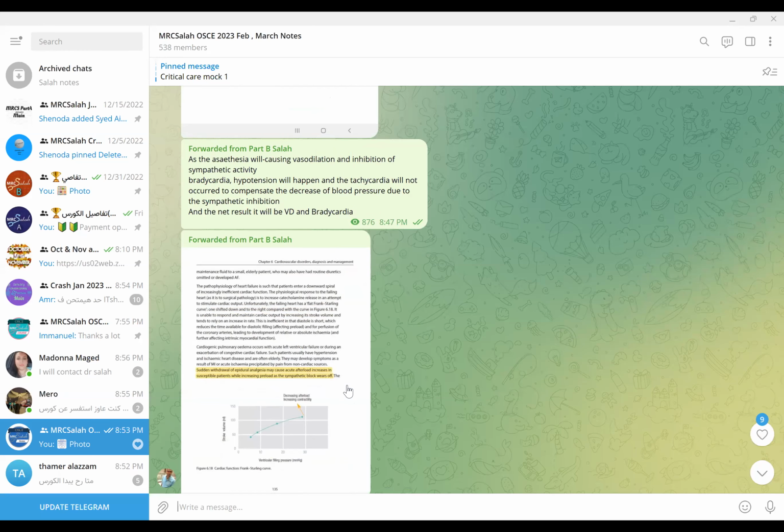Written before that, anesthesia will cause vasodilation and inhibition of sympathetic activity, or inhibition of the sympathetic tone. So bradycardia and hypotension will be the result because of vasodilation. This is not accepted.